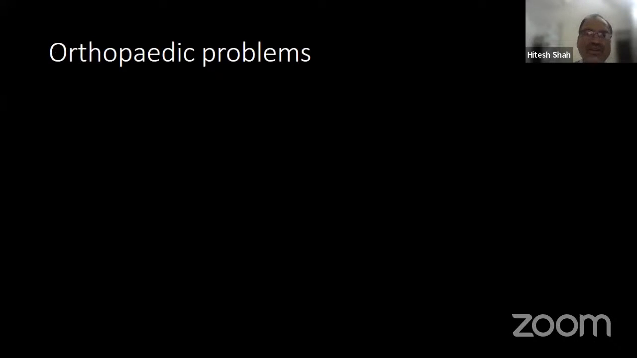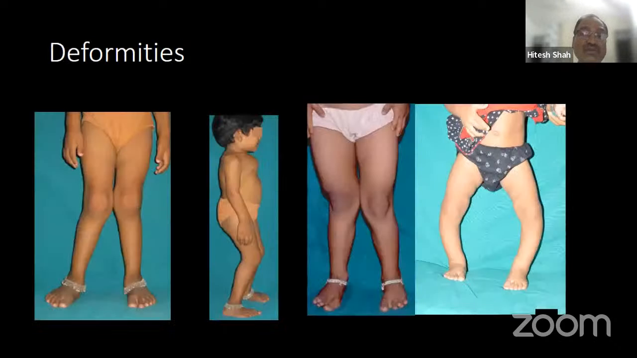Coming to the orthopedic points of view, what are the orthopedic problems in the case of a child with skeletal dysplasia? The commonest problem is limb deformity. Limb deformity is the commonest problem for which the child would be brought to the consultant or the orthopedic resident, either genu varum or genu valgum.